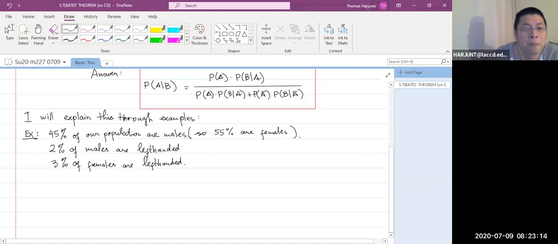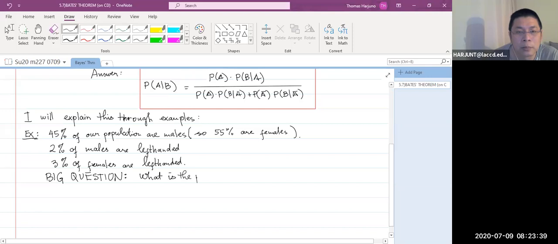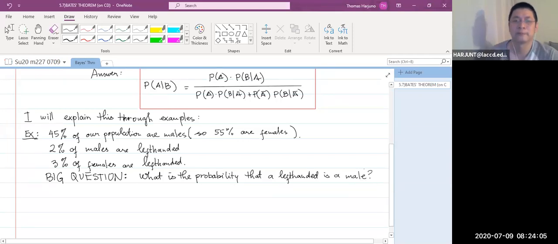Okay, let's see this example. The big question that Bayes is trying to answer: what is the probability that a left-handed person is a male? That's the big question.